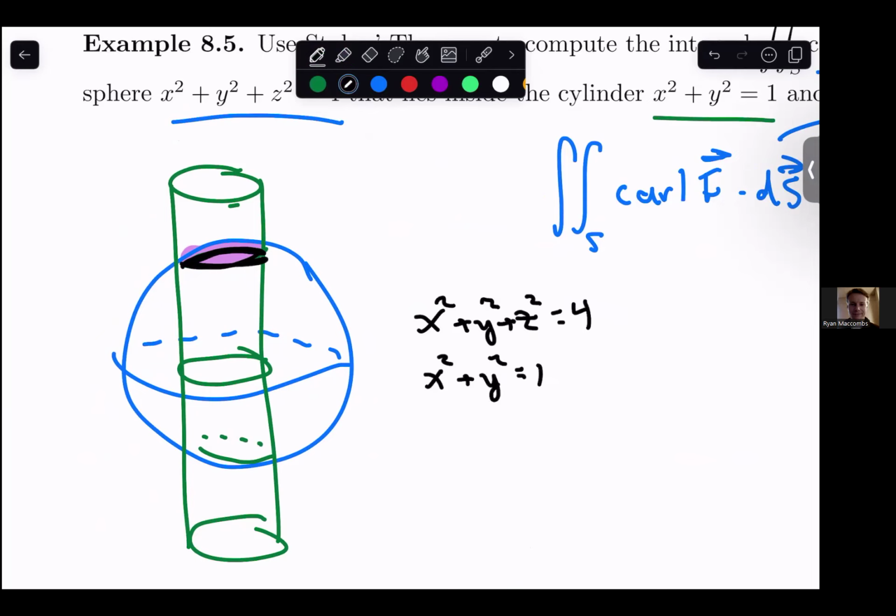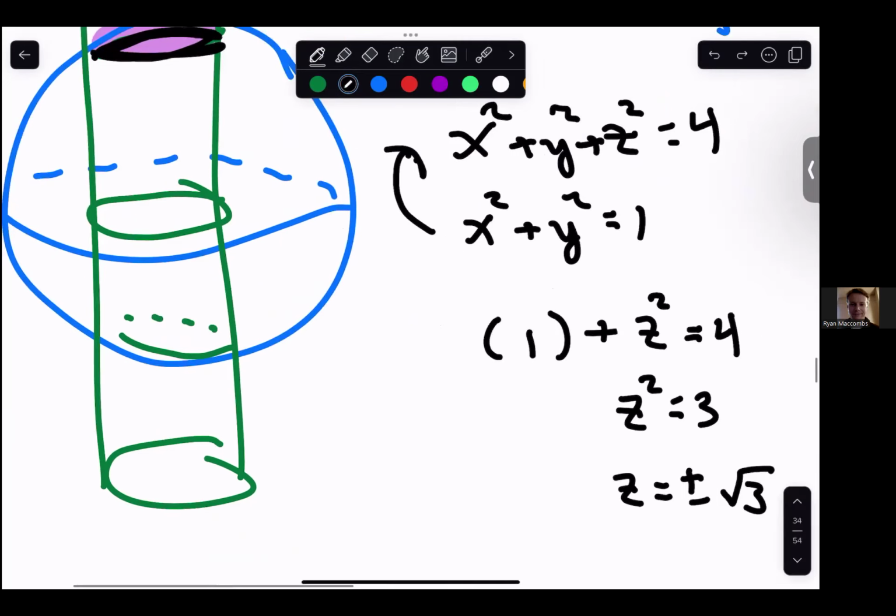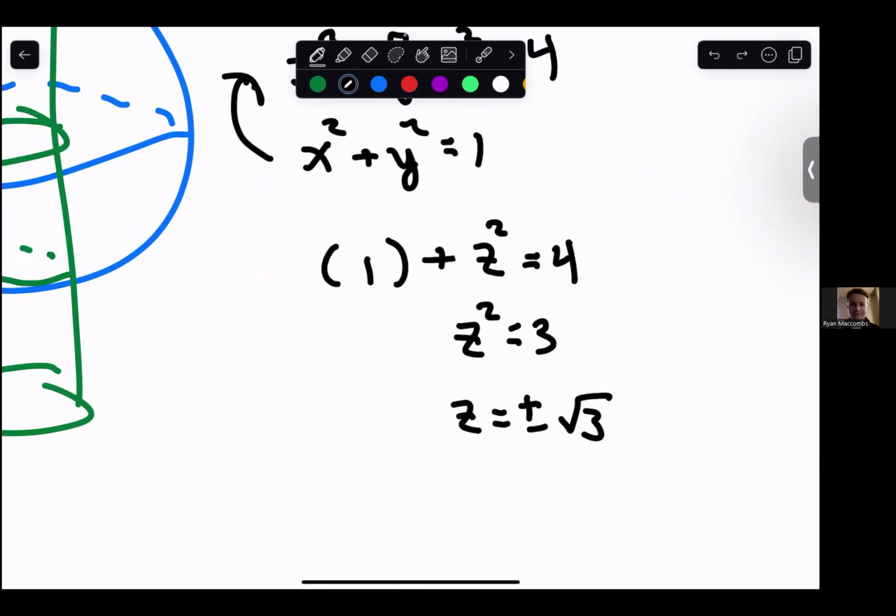And so I could substitute in everywhere I see an x squared plus y squared, I could put a 1 into my sphere equation. And so this is going to give me 1 plus z squared is equal to 4. So therefore, z squared is 3. So z is going to be plus or minus root 3. So of course, there's another place where these things intersect, and that's down here below the xy plane. So that would be the negative root 3. So given the fact that we are above the xy plane, we need to have a positive z value. And so I'm only interested in the positive here.